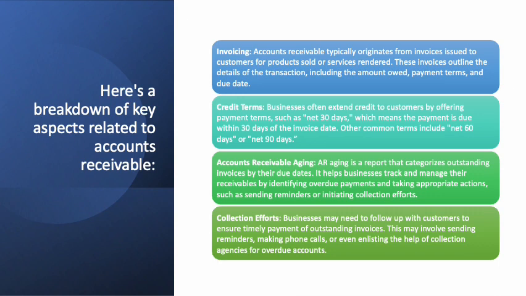Accounts receivable aging. AR aging is a report that categorizes outstanding invoices by their due dates. It helps businesses track and manage their receivables by identifying overdue payments and taking appropriate actions such as sending reminders or initiating collection efforts.